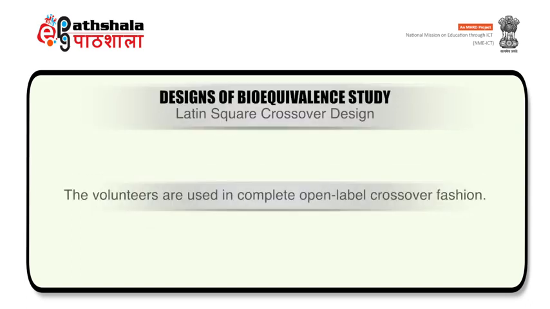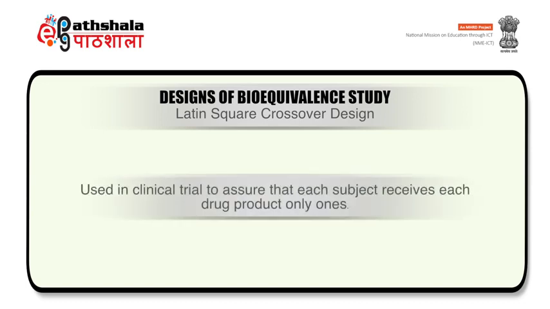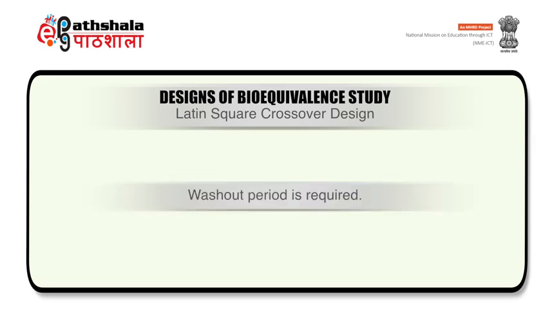The volunteers are used in a complete open label crossover fashion. The Latin square design is used in clinical trials to assure that each subject receives each product only once with adequate time between medication for the elimination of the drug from the body. In this method, more than 2 formulations can be studied.